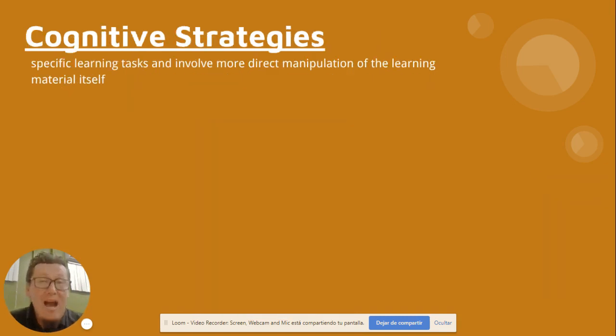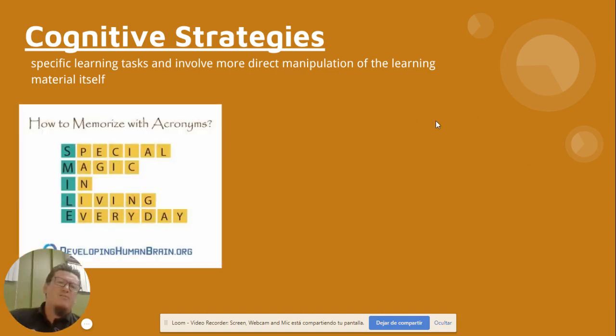Next up, we have cognitive strategies. Say that we have the metacognitive strategies up here in your mind, let's say, which is learning to learn. Now, the cognitive strategies depend on processing inside of your brain with the actual content. So again, specific learning tasks. Now we're talking about the language, actually learning the language. Direct manipulation. So here we have some examples again.